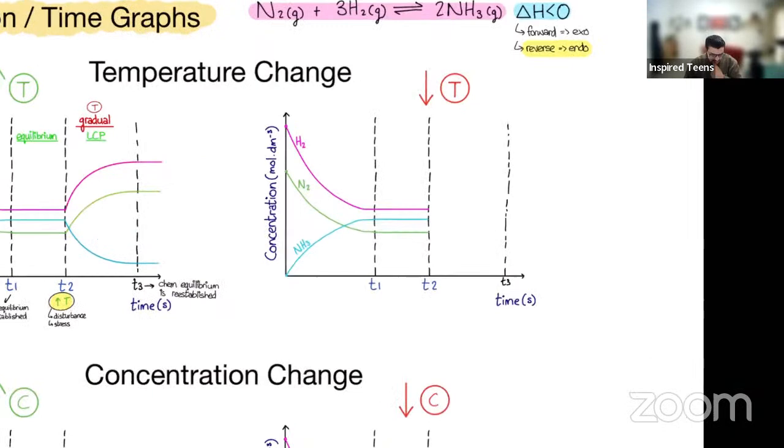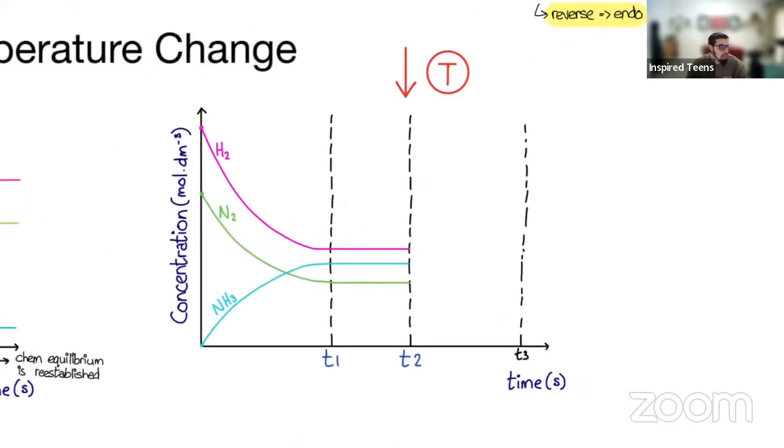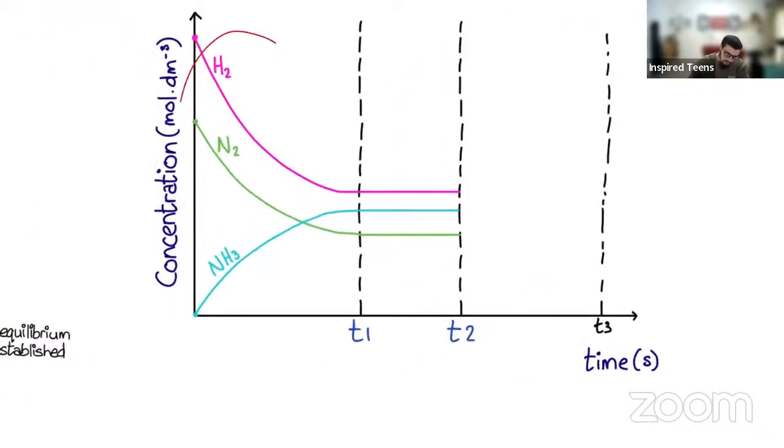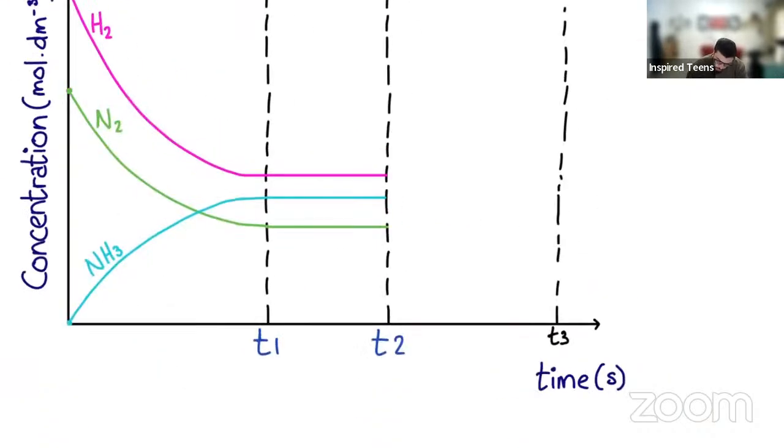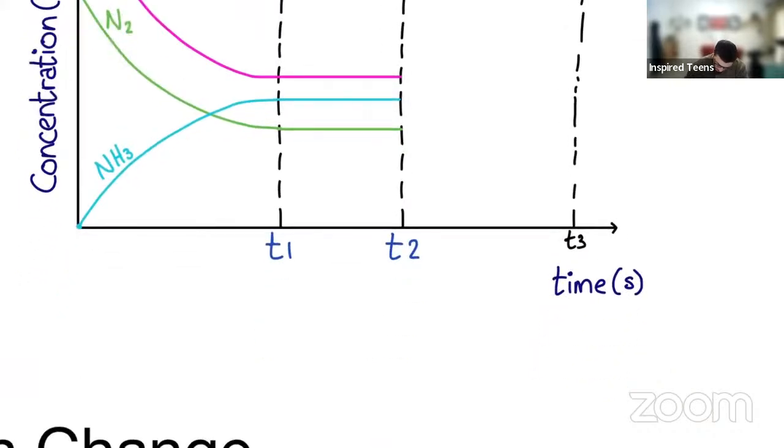Let's have a look at a decrease in temperature. So when there's a decrease in temperature, again, all the same story. Reaction is occurring. T1, chemical equilibrium is established. T2 is where the stress is going to happen. What stress is that? It's going to be a stress of a decrease in temperature. Temperature is going to decrease.